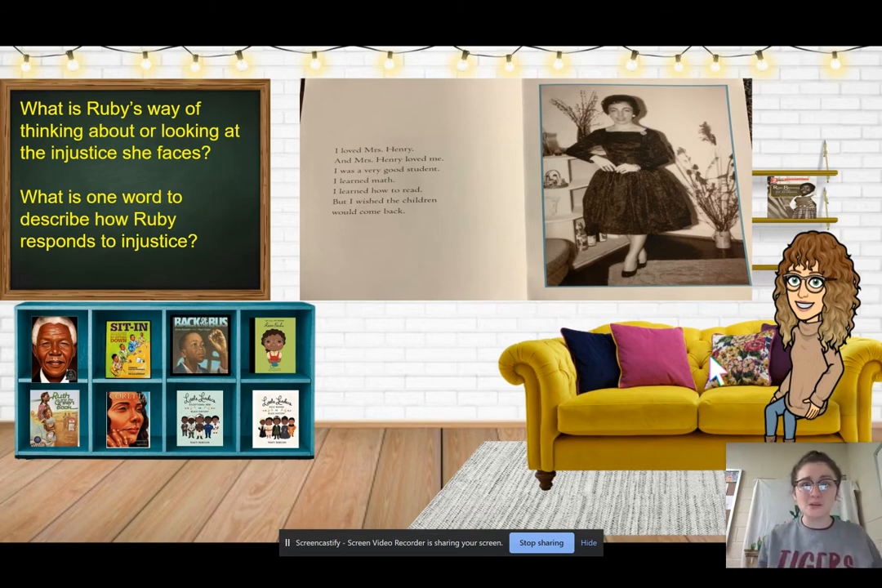She kept coming, right? She kept coming to see Mrs. Henry. She kept learning math. She kept reading. But what did she hope for? She hoped that kids would come back. But did she give up even though she was alone with Mrs. Henry? No. She was brave. She was courageous. She never gave up.